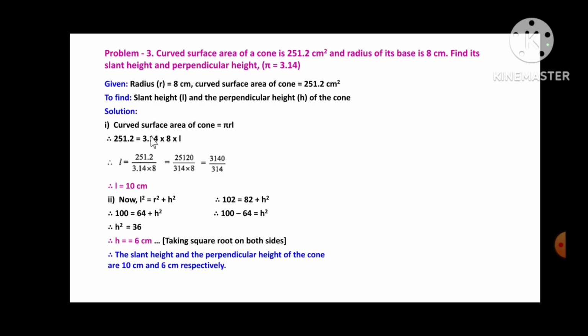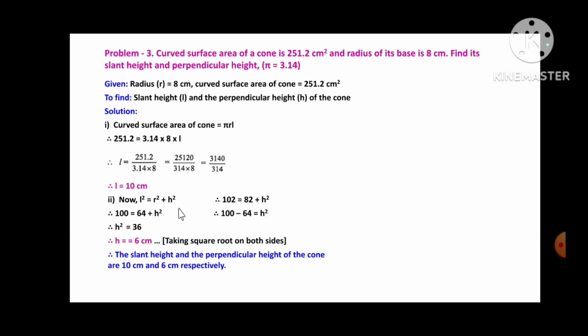Friends, we know that curved surface area of the cone is equal to pi RL. Now put the values. Curved surface area given 251.2 is equal to 3.14 into 8 into L. Therefore L can be written as 251.2 upon 3.14 into 8. So we'll remove this decimal point, that leads to the step 25120 upon 314 into 8. So 3140 upon 314. So L is equal to 10 centimeter.